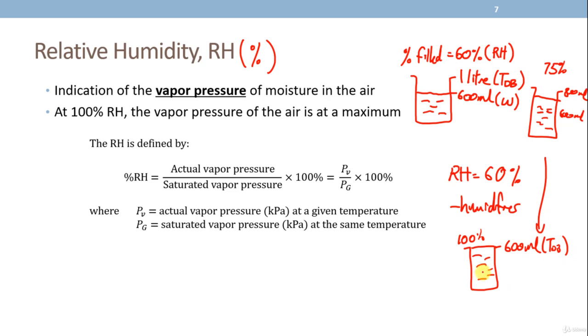At this particular temperature, remember that I mentioned that the container size is your temperature. This temperature is as good as your dew point temperature. So remember just now when we talked about dew point, we said that if the temperature is at the dew point, it is at 100% RH.